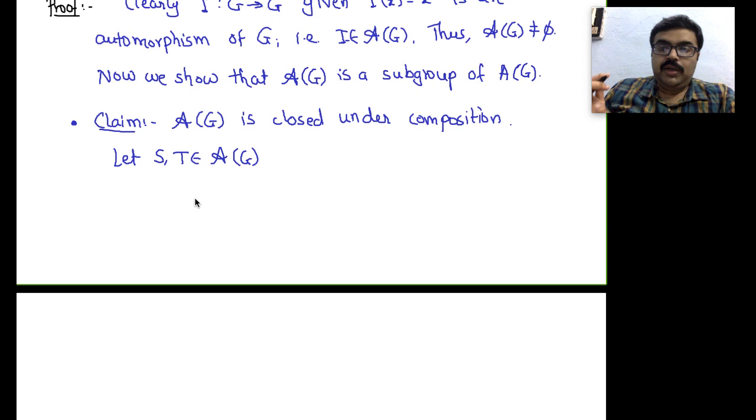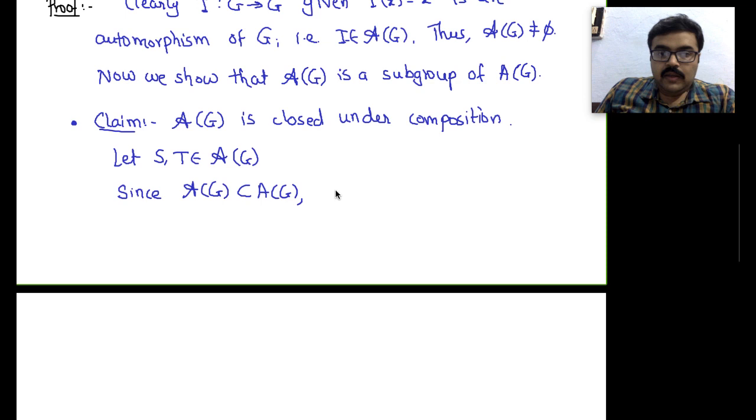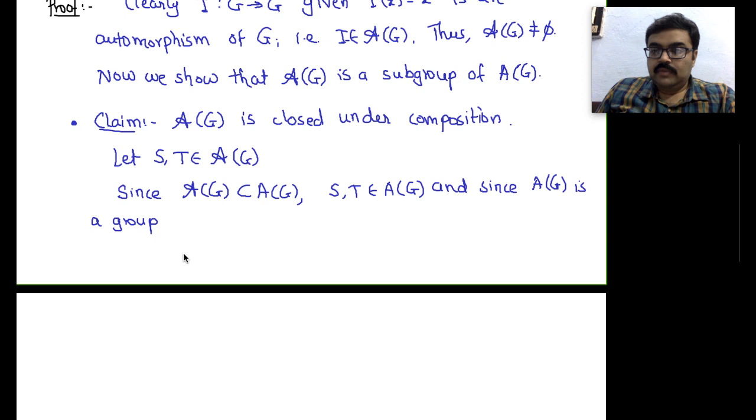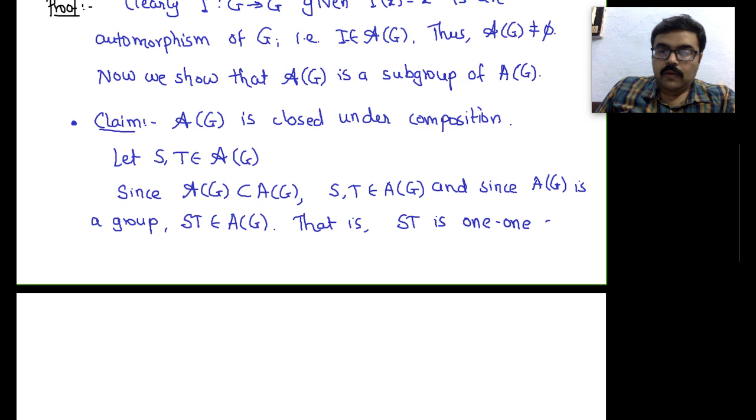But we don't need to show one-one and onto, because we know that since Aut G is a subset of AG, S and T belong to AG. And since AG is a group, which we have already seen in the first unit, S composition T, so ST, is in AG. So ST is already one-one and onto. We are using the fact that Aut G is a subset of AG.